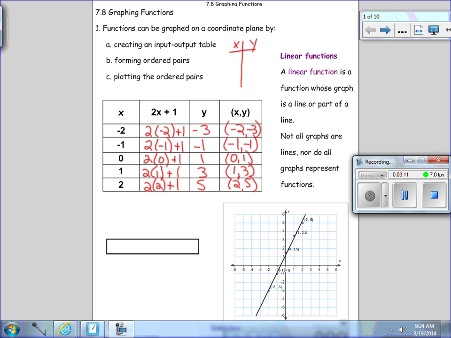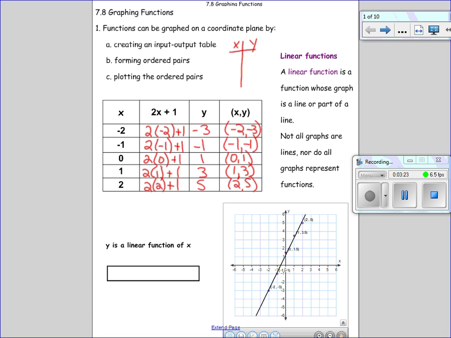So notice after we plotted the points and connected them, which I'm going to ask you to do, you notice that they formed a line. When you have a function, which was the 2x plus 1, when you plotted those points, those ordered pairs, it formed a line. So that is known as y is a linear function of x. This is called a linear function.